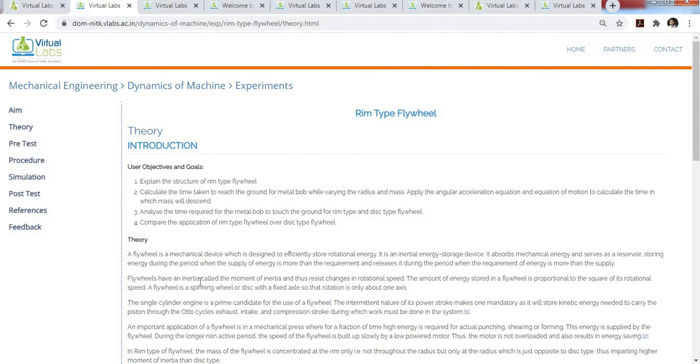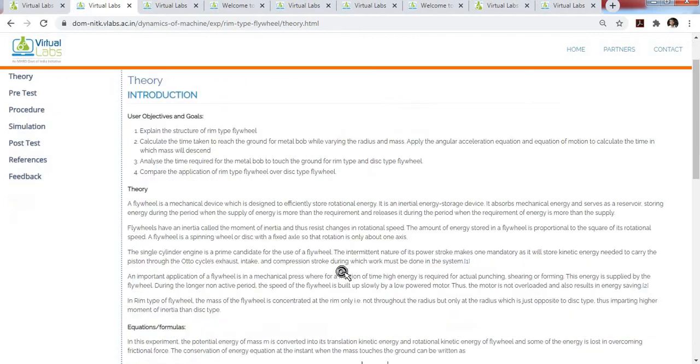First of all, you should know what is a flywheel. Flywheel is nothing but an energy storage device. Whenever the requirement of energy is needed for that system, flywheel will supply the energy to that system. This is the main function of the flywheel.